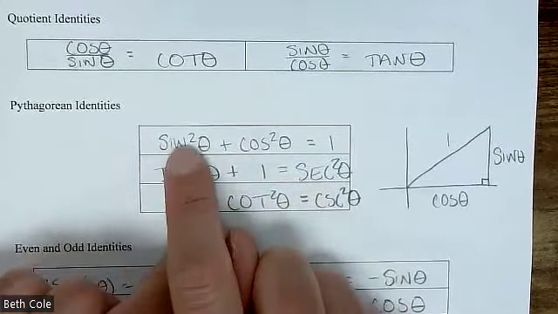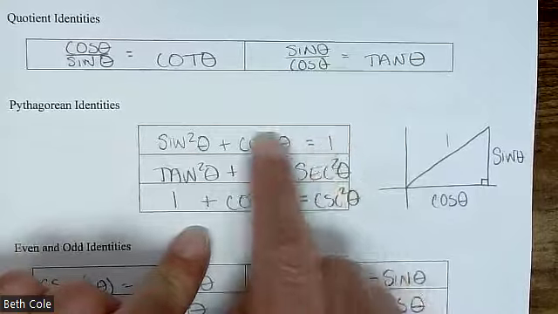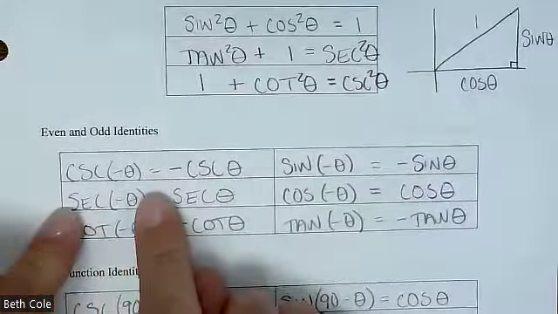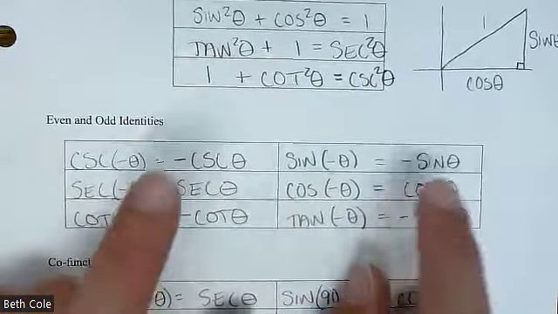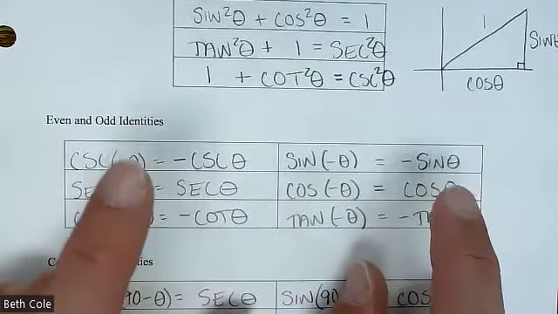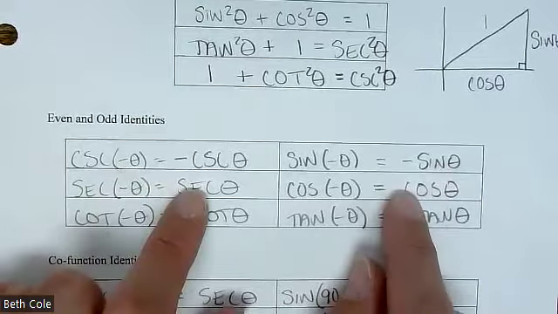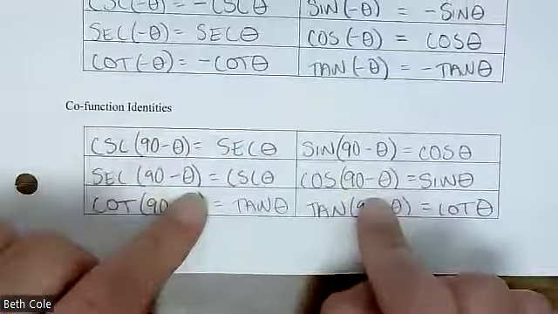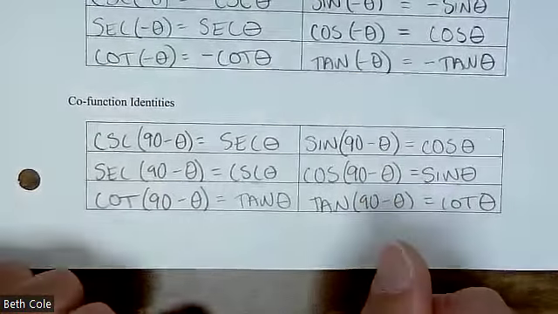I only memorized the first one. Sine squared plus cosine squared equals 1. That's the most common one to come up. If you see negatives, how do you know which ones turn positive? The even ones turn positive, the odd ones negative. And then if you see a 90 minus theta, you just add or remove a co.